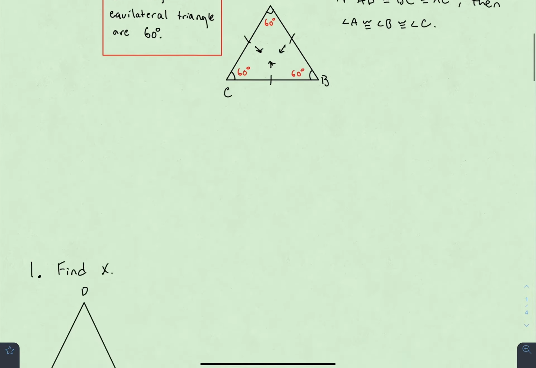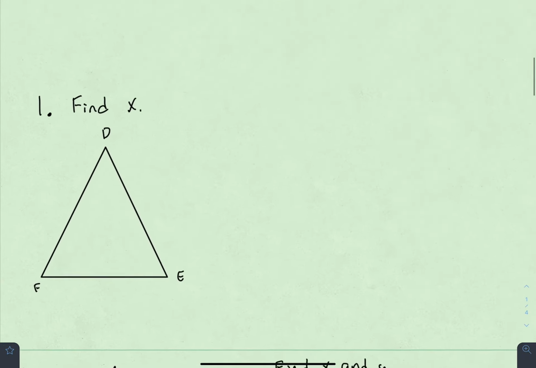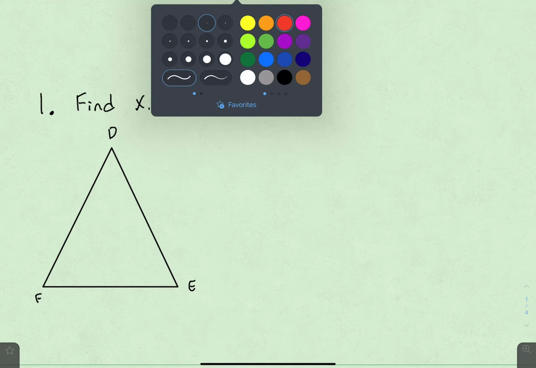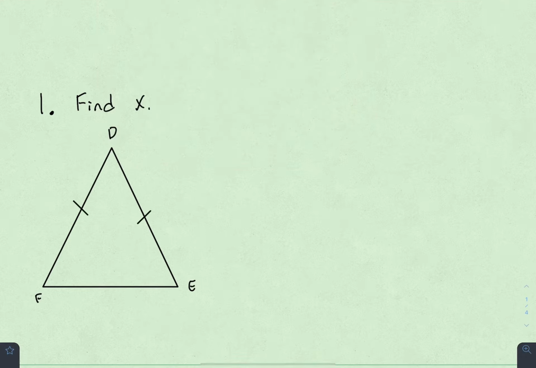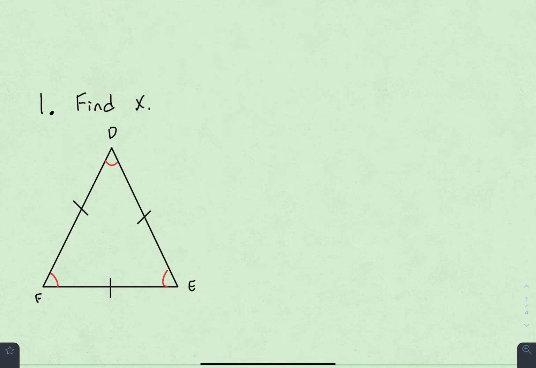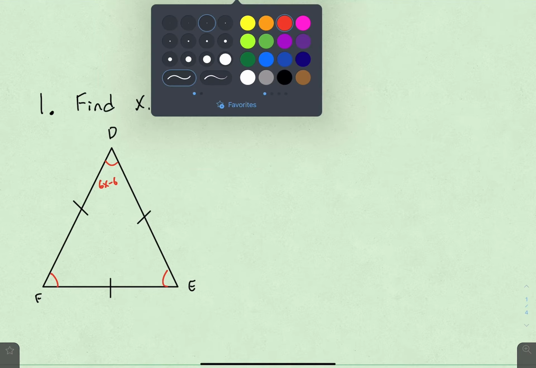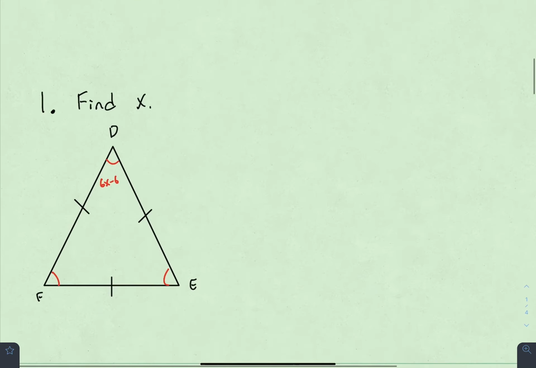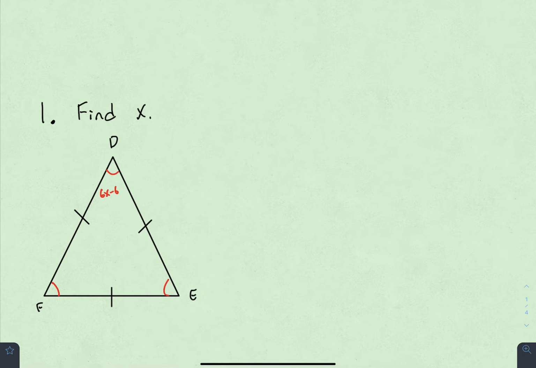All right, let's look at some examples. On number 1, we're going to find x in this triangle. I'm going to go ahead and label some of the stuff. We're going to say that this is an equilateral triangle, so all three sides are the same, which means we know that all three angles are the same. I'm going to tell you that angle D is 6x minus 6, and I want you to find out what x is. Well, we already know from the statement up here that all three angles in an equilateral triangle are 60 degrees. Since I don't know what the angles are and they're all the same, all of these would also be 6x minus 6.